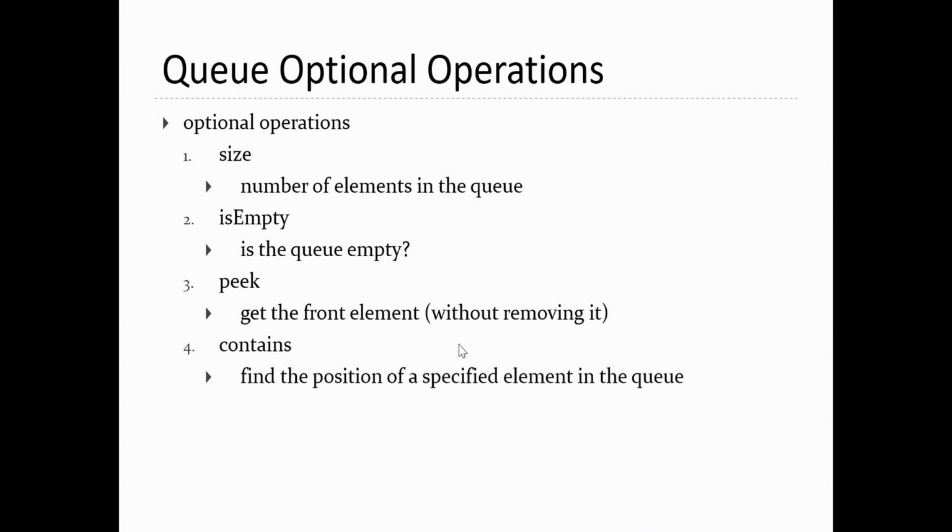To make a useful queue, it's nice to have other operations. It's nice to know how many elements are in the queue, so size. It's nice to know if the queue is empty. Sometimes it's useful to look at the first element in the queue but not remove it. That operation is called peek. And then occasionally it's also useful to know if something in particular is in the queue. So that's contains: search the queue for a particular element.